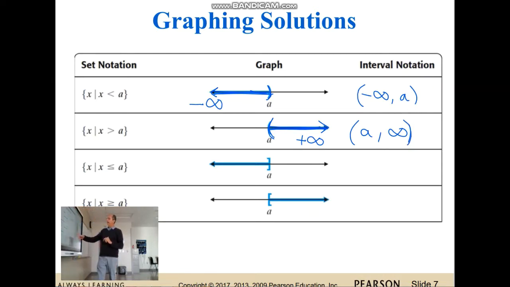The next one, x is less than or equal to a. When we have this equal sign here underneath the inequality symbol, we will use the bracket to represent that this endpoint is included in the interval. It belongs to the interval. And then this goes from negative infinity to a, and a is included. So we represent it using interval notation: parenthesis, negative infinity, comma, a, bracket. That means a is included.